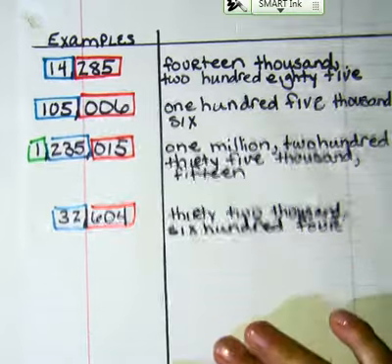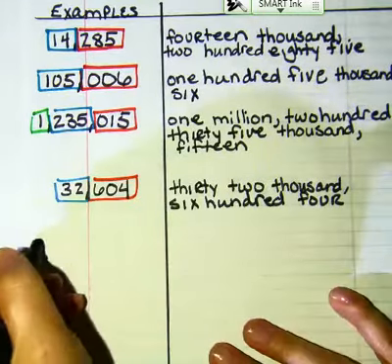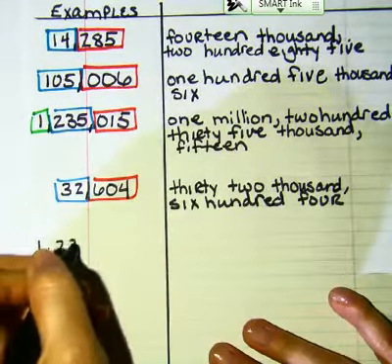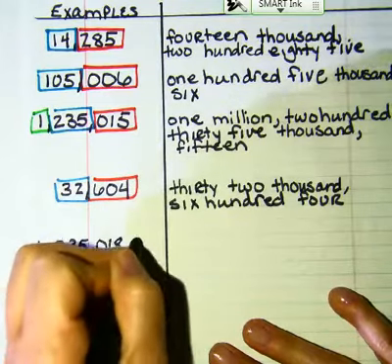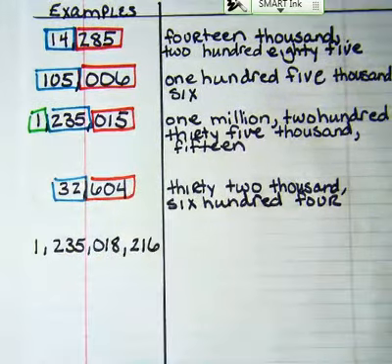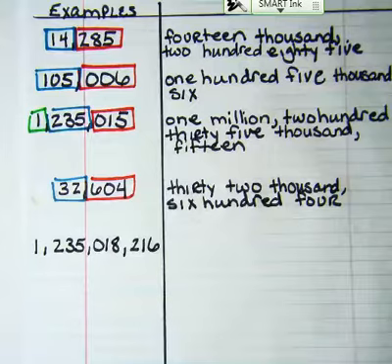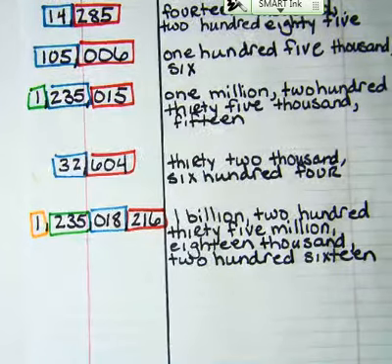All right, let's try another one. This one's a little harder. 1, comma, 2, 3, 5, comma, 0, 1, 8, comma, 2, 1, 6. Okay, again, I want you to go ahead and hit pause, and then when you have your answer, check it with mine.